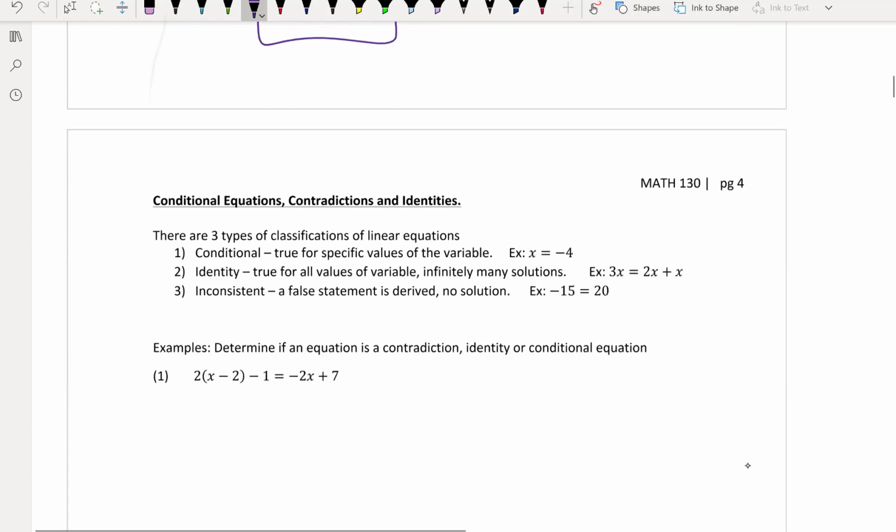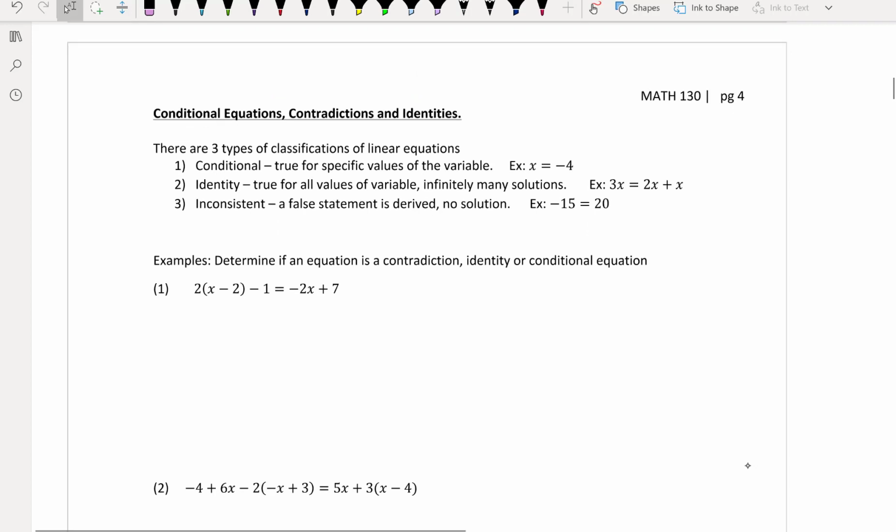All right. So the next topic that we're going to talk about is conditional equations, contradictions, and identities. So these are going to be the 3 different types. The conditional tells you that it's going to be true for just a certain value for a particular variable. So it's going to be very specific, like x is equal to 4, for example.